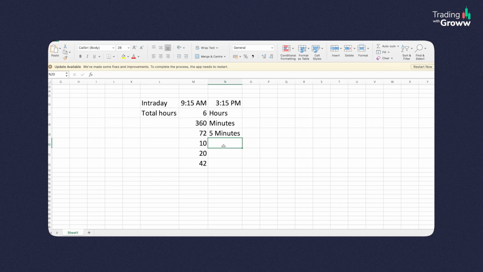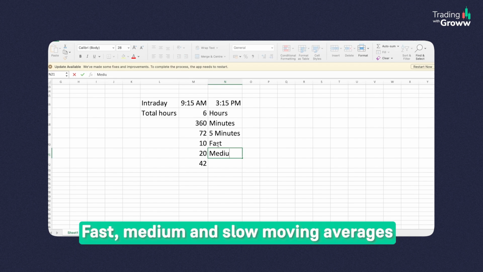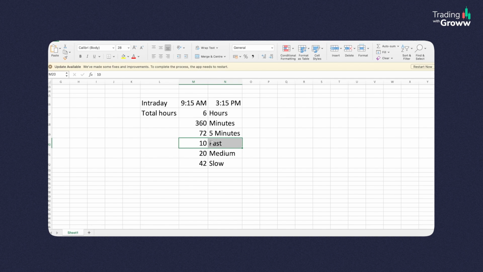Now we are going to create three different moving averages. The first is the fast moving average, the second is a medium moving average, and the last is a slow moving average. The fast one considers 10 bars, which is 10 into 5 minutes, so 50 minutes. The next one is 20 into 5 minutes, so that is 100 minutes, which is medium. The last one is 42 into 5, so that is 210 minutes.